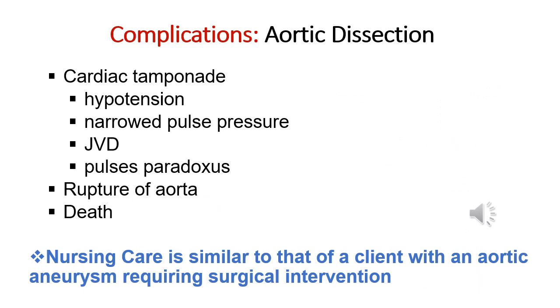Complications of an aortic dissection include cardiac tamponade, and this can be manifested by hypotension, a narrowed pulse pressure, JVD, and something called pulsus paradoxus. Now, pulsus paradoxus is a rapid drop in the systolic pressure during the inspiratory phase of breathing. Ruptured aorta is also a complication that's very serious, and of course death.